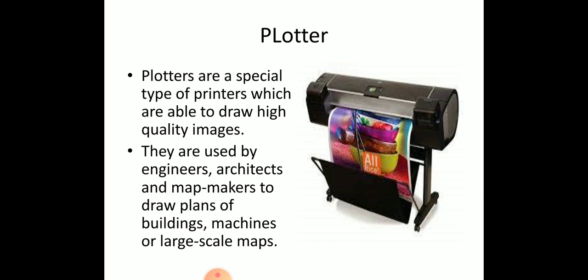Next output device is plotter. Plotters are a special type of printer which are able to draw high quality images. They are used by engineers, architects and map makers to draw plans of buildings, machines or large scale maps. Plotter is also a printer, an output device, used by engineers and architects. They need their printouts on a big page, so they use plotters for that.